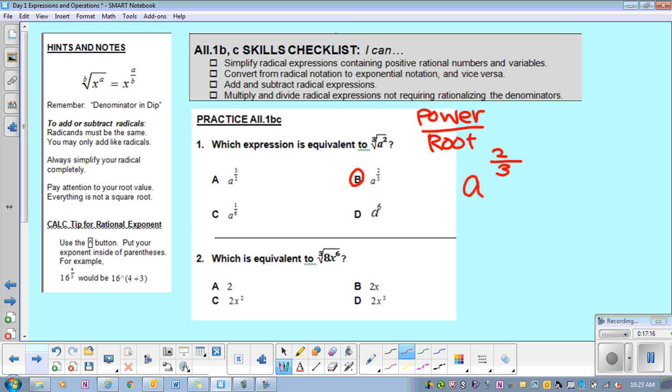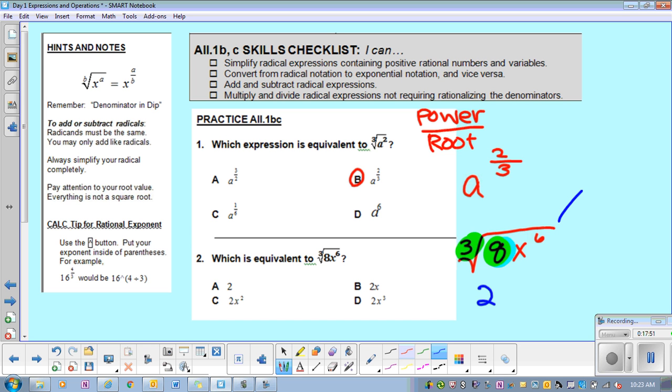Number 2. Which is equivalent to the cube root of 8x to the 6? All right, guys, do one thing at a time. What's the cube root of 8? 2. Cube root of 8 is 2. What is the cube root of x to the 6? You could do this one of 2 ways. You divide 6 by 3.